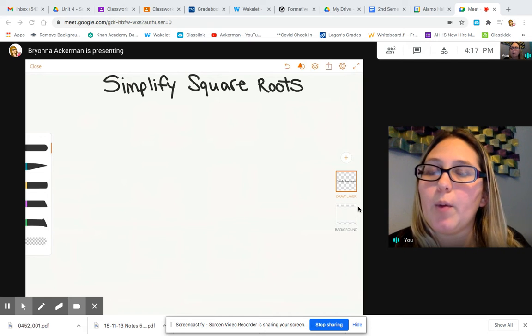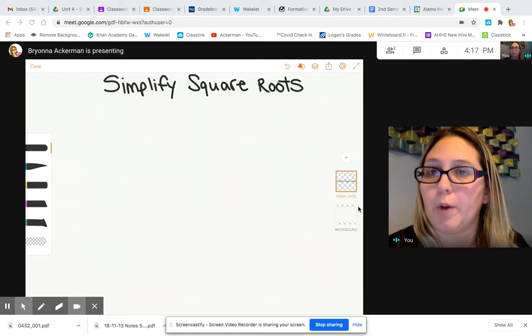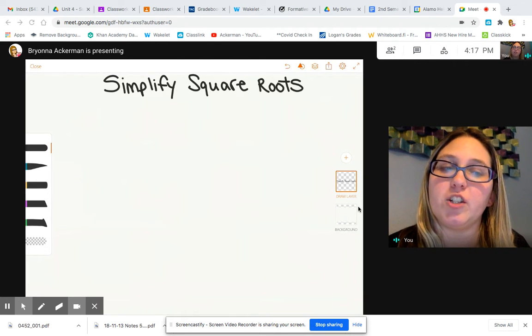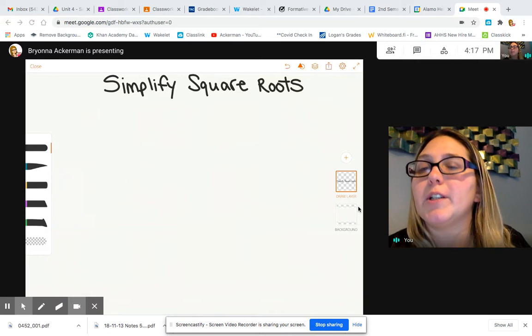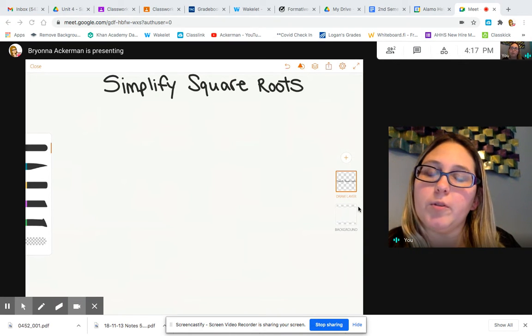Hi class, I wanted to go over a video about simplifying radicals or square roots. A lot of times we call square roots radicals, so if you hear that word, it just means square root. I want to talk about our perfect square roots first. Perfect square roots are always those numbers that are multiplied to themselves.